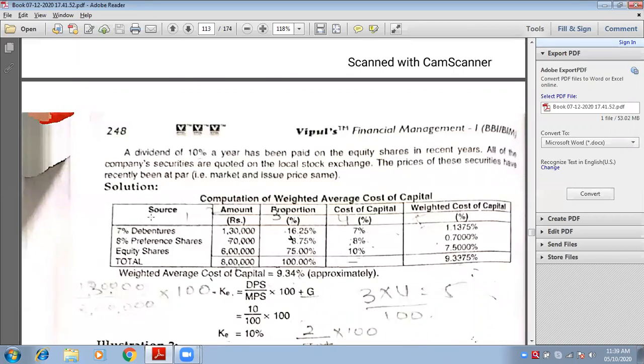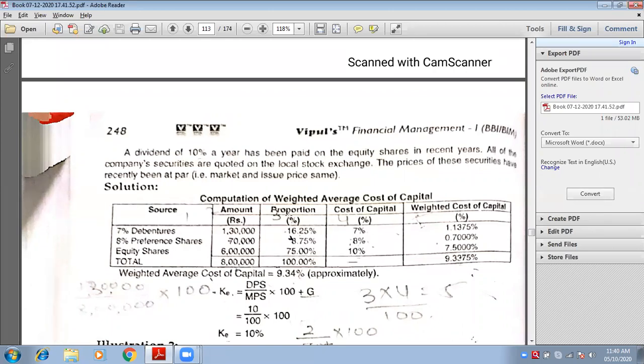The format is, first you have to write the sources of capital. Where do you raise the funds from? You raise the funds from debentures, preference shares, and equity shares. There are three different sources from which you raise the funds. So you have to write sources here. Their amounts will be copied from the question: 1,30,000, 70,000, 6 lakhs. The next column will be proportion. I already told you, weight. Weighted average cost of capital means how much is the weight of debentures, how much is the weight of preference, how much is the weight of equity.